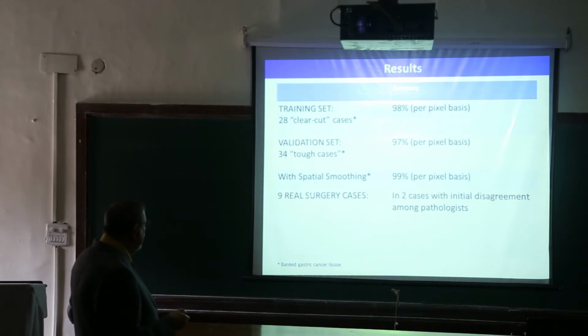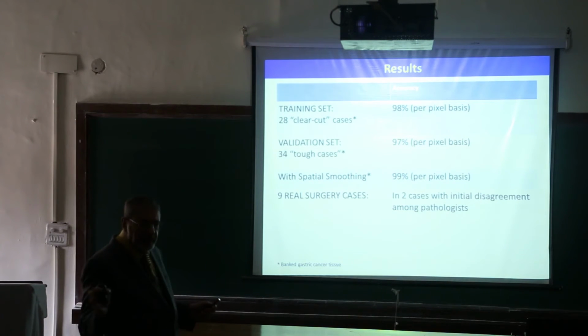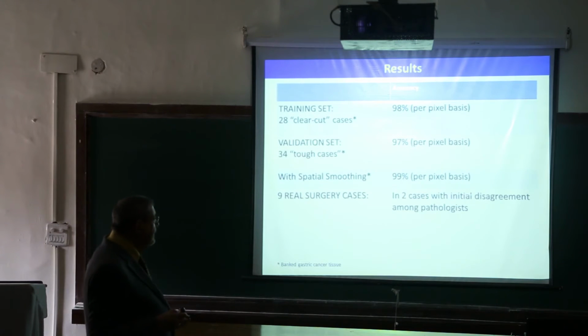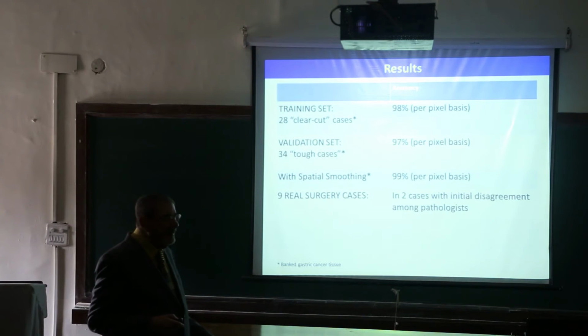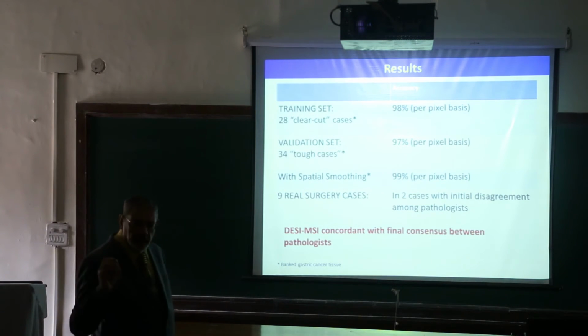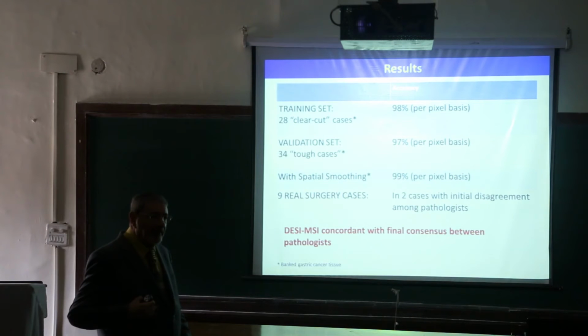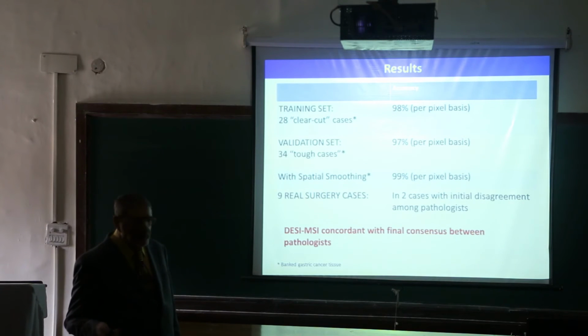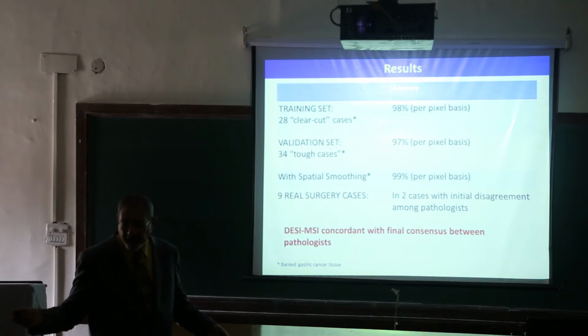Okay, and now we do 9 real surgery cases, and for which the patients have given consent. And in 2 of the cases, with initial disagreement among the pathologists, what happens? In other words, more than one pathologist looked at this, and they argued with each other. Okay? Here's what happened. Our DESI, MSI, that's mass spec imaging, was concordant to the final consensus between the pathologists. Okay? We got it right. Unfortunately, you can't open a person up on the operating table that long to wait days. And so one person went back with cancer because they closed too soon. These are the realities. Okay?